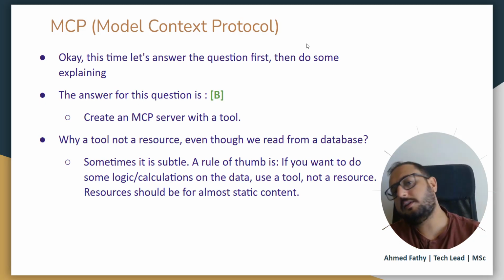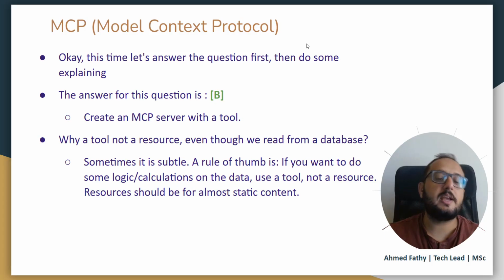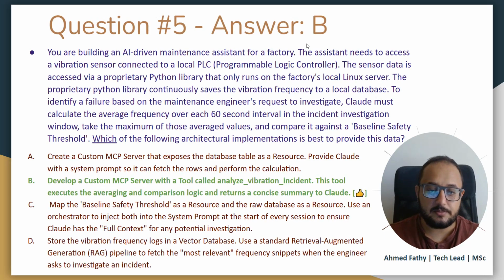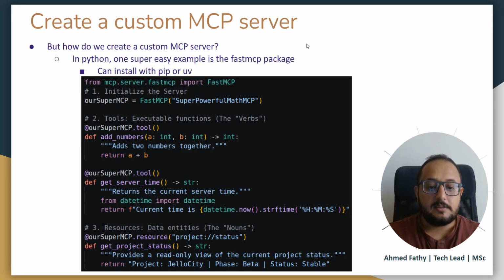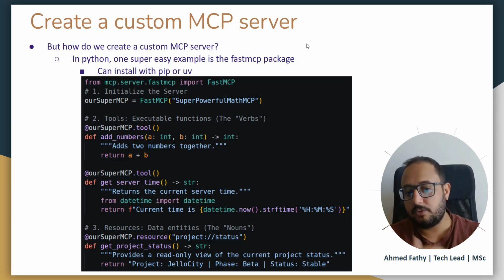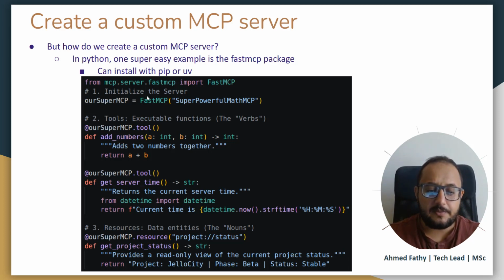Okay, but the important thing about this question is I'd like to introduce how you might create a custom MCP server. This is one way of doing it in Python. There is a package called fastmcp. You can install it with pip or uv, and roughly this is some code to do it. You define some mcp equal to FastMCP and give it some name, and then using this variable you can define tools using those decorators.